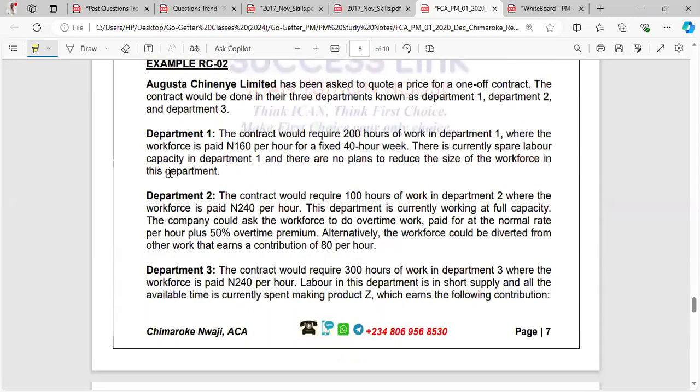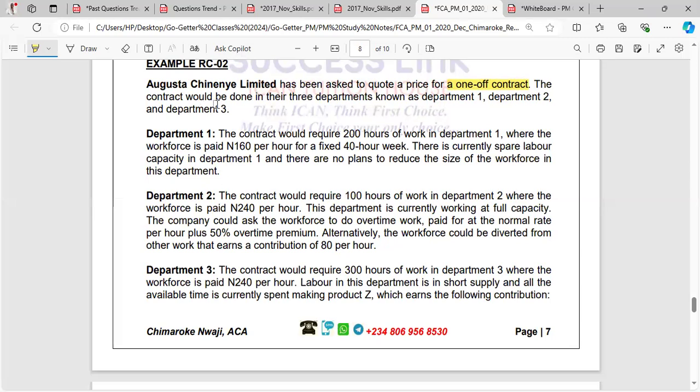Augusta Chineye Limited has been asked to quote a price for a one-off contract. So the relevant costs you'll be seeing will be for a one-off contract. Part of the characteristics is that even though it is a one-off contract, the materials that you are using for your normal job will be used for the one-off contract, or the labor is possible to be used in that one-off contract.